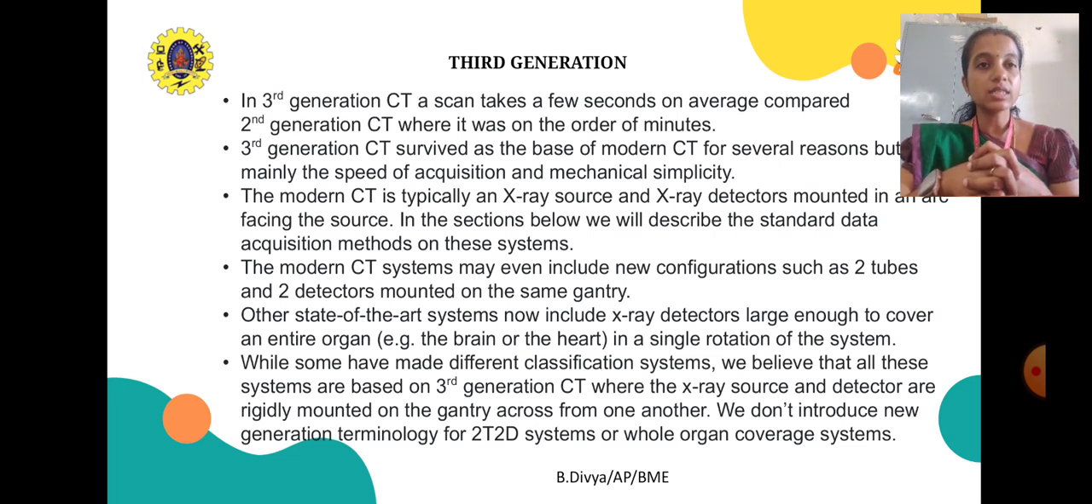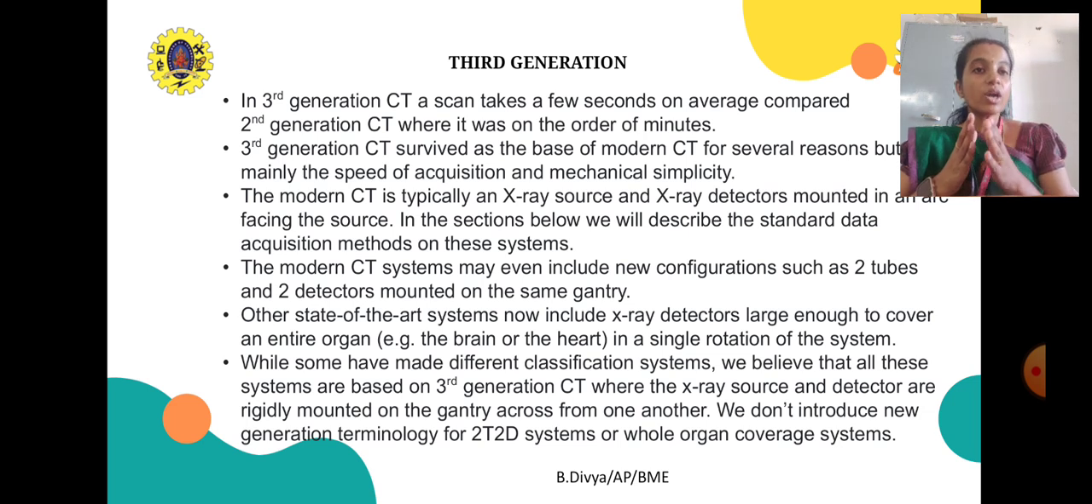Third generation CT survived as the base of modern CT for several reasons, but mainly the speed of acquisition and mechanical simplicity. It is the basic one for present modern CT for several reasons, but the main reason is the speed of acquisition and the mechanical simplicity.